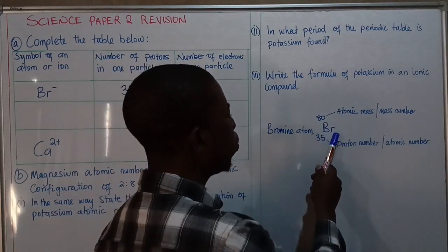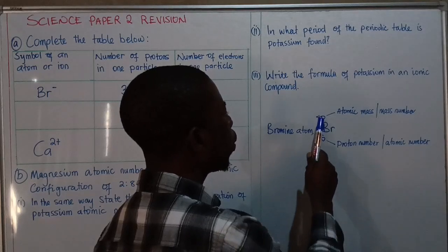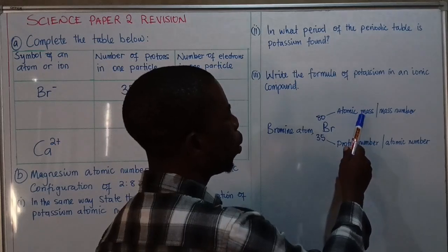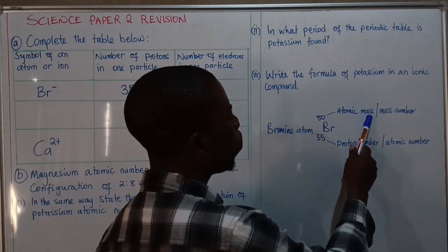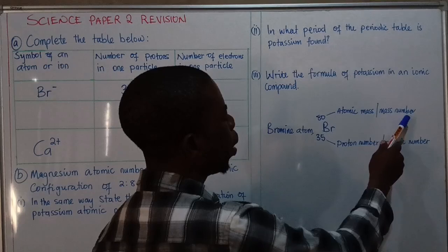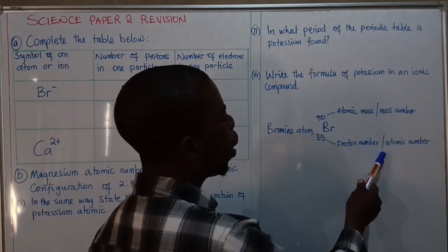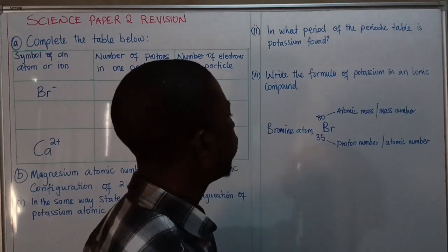If this is a symbol of an atom of bromine, then here the number which is placed here, it is atomic mass or mass number. Then the number which is placed here is usually called proton number or atomic number.